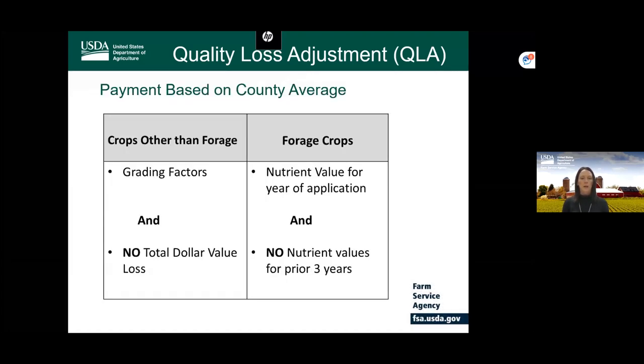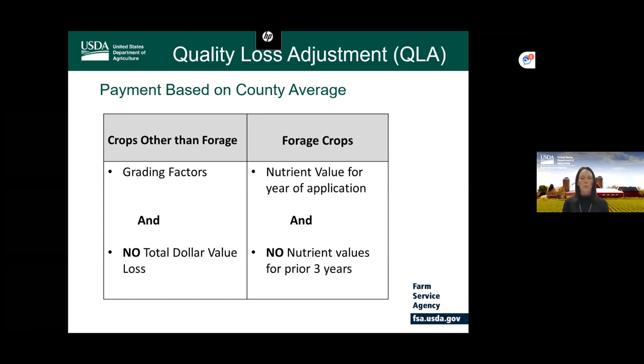If the producer doesn't have that verifiable documentation, the payment will be based on the county average. For crops other than forage, that producer would still need to provide verifiable documentation of the grading factors, but they wouldn't have that total dollar value loss. So maybe they fed it or it's still in storage. So they didn't have a total dollar value loss that they could provide documentation for. In those situations, we'll pay based on a county average.